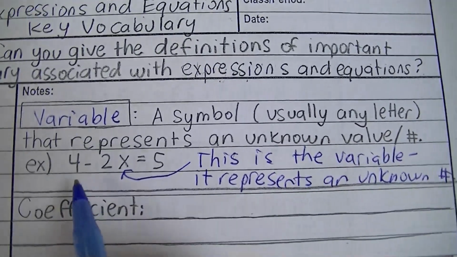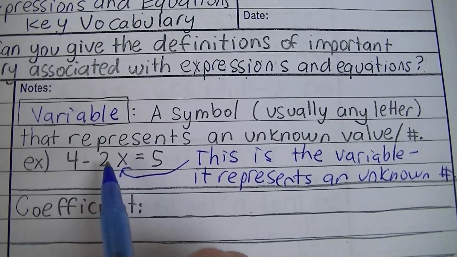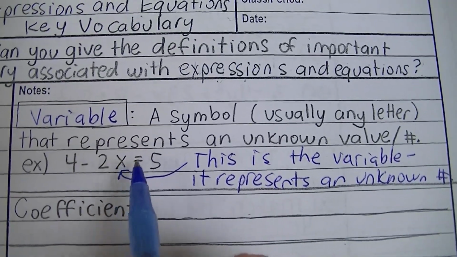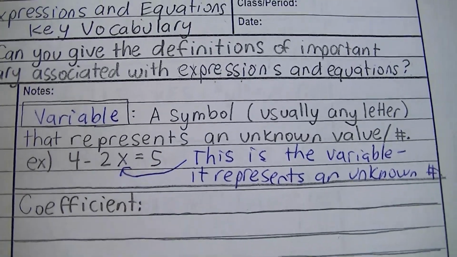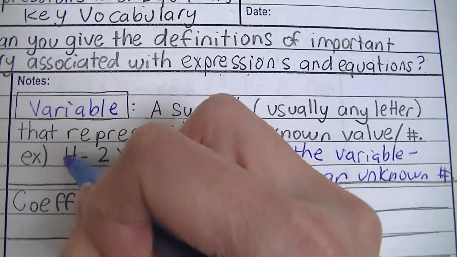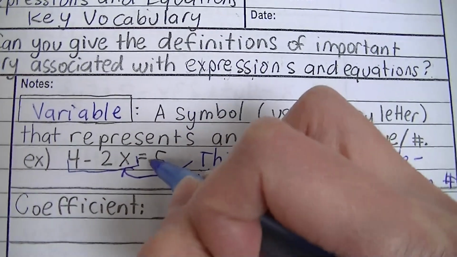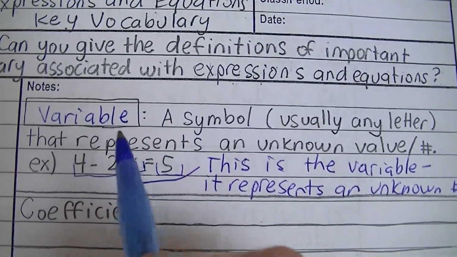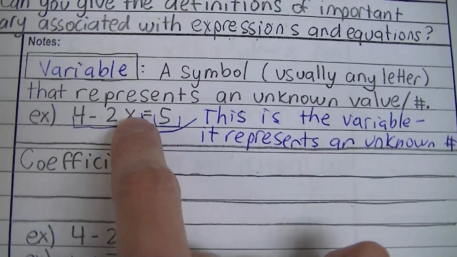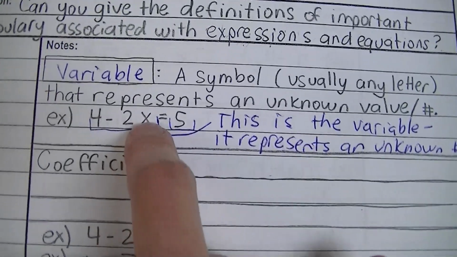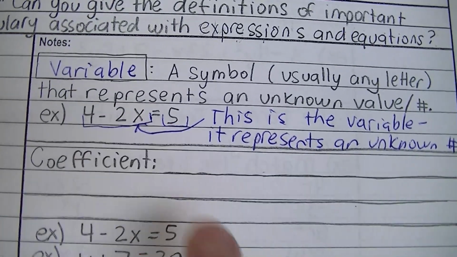What this is saying is 4 subtract 2 times an unknown number is going to have a value of 5. So this whole side right here will equal 5 because this side equals 5. And that variable represents an unknown number. Later on you're going to learn how to solve for those unknown numbers.